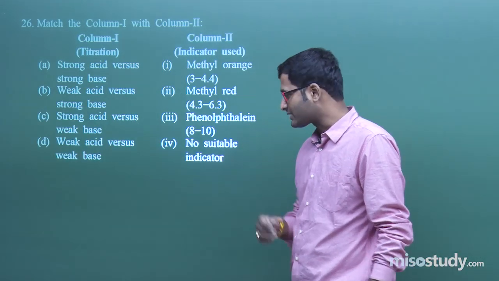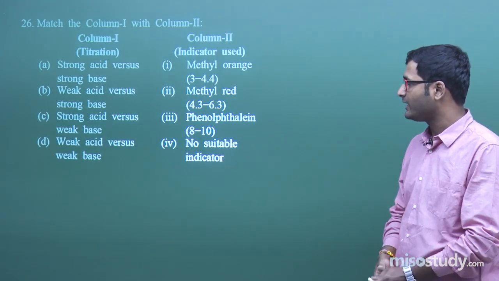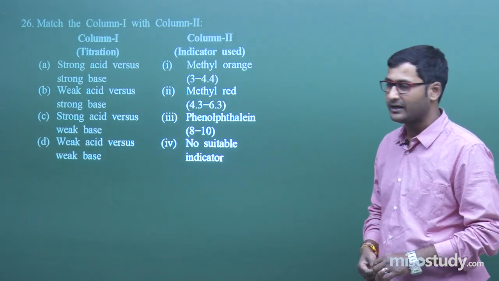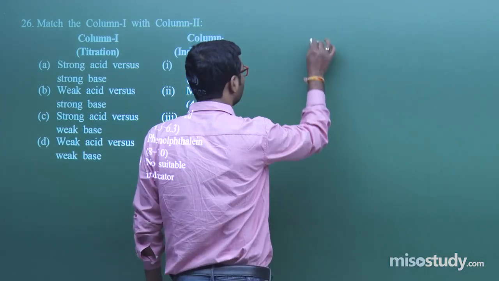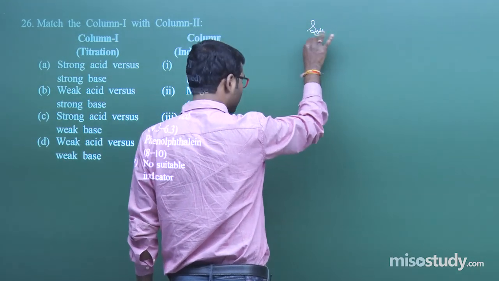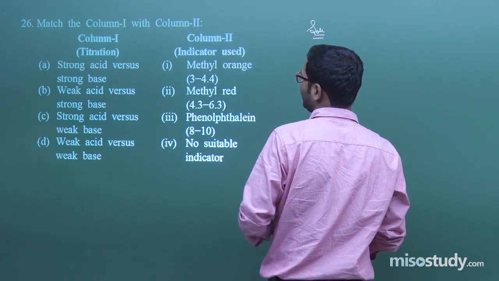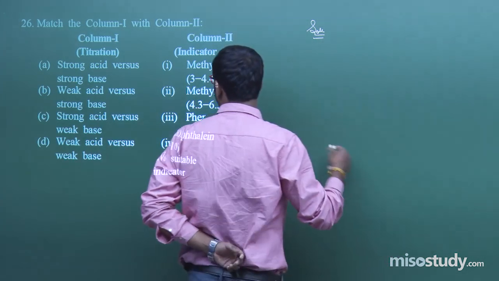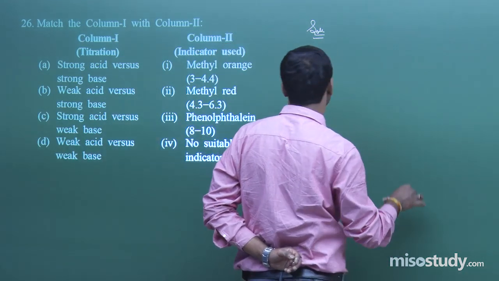So today I am going to discuss the questions from equilibrium. Basically I will focus on equilibrium. Clear? Yes. Now read the question carefully. What is given? This is a question from titration, that is strong acid versus strong base. Now which type of indicator are we going to use here?